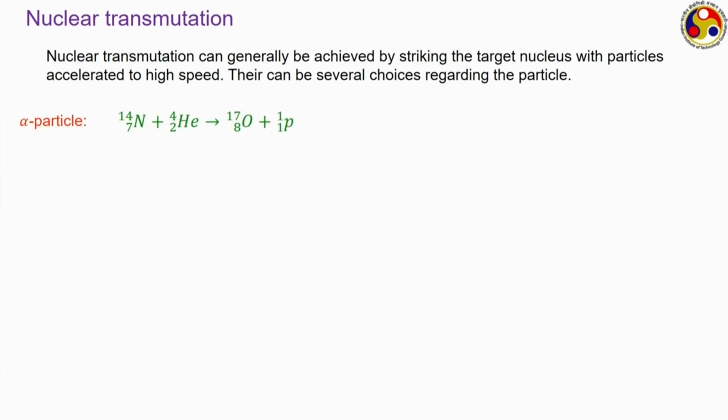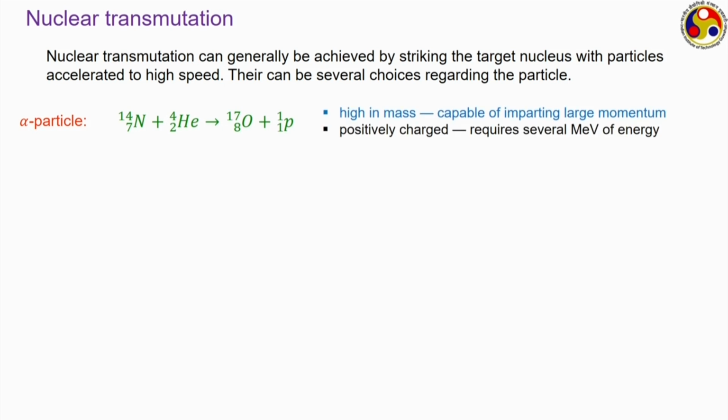Well, alpha particle was the first one, in this particular example from Rutherford's experiment, but alpha particle has its own issues. Its advantage is that it is high in mass, therefore it is able to carry a huge amount of momentum, and once it strikes a nucleus, that is of course expected to cause a good amount of damage to the nucleus, or that is very likely to cause a splitting.